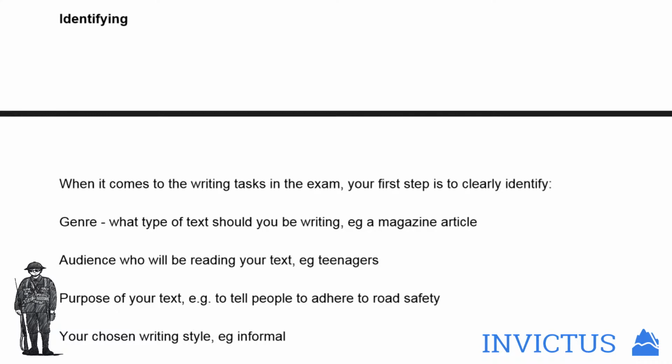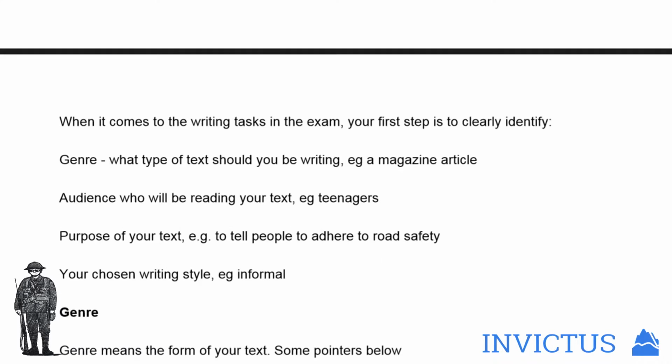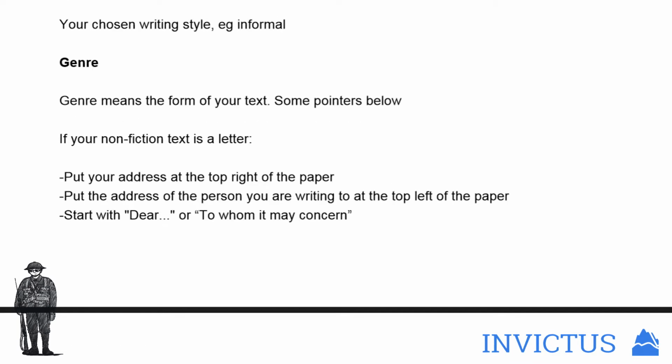So, when it comes to writing tasks in the exam, your first step is to clearly identify the genre. What type of text? Like a magazine article. Your audience, like teenagers. The purpose of your text, using my famous example of adhering to road safety. Your chosen writing style, for example, informal. You have to get these framework areas correct, otherwise you won't be able to express your opinion or your message correctly. It's very vital that your text does that.